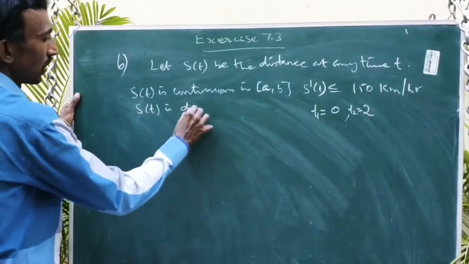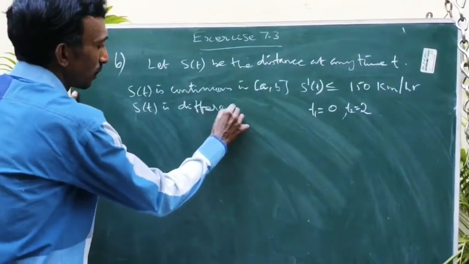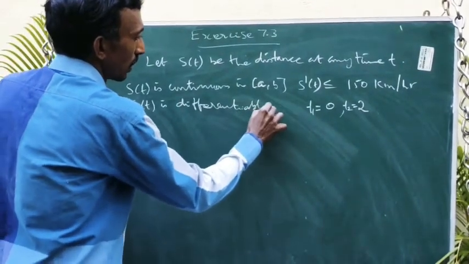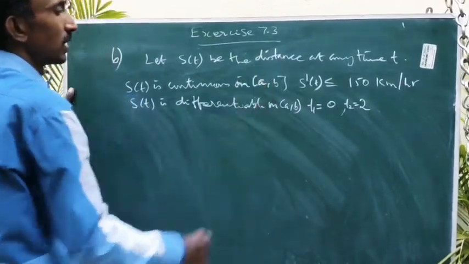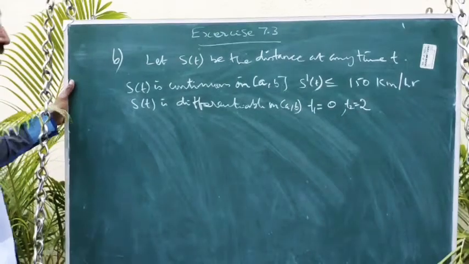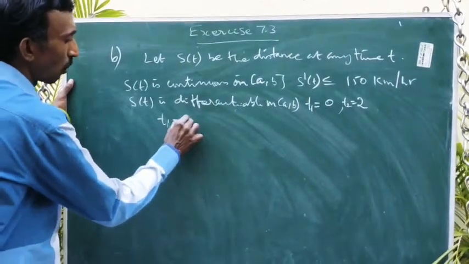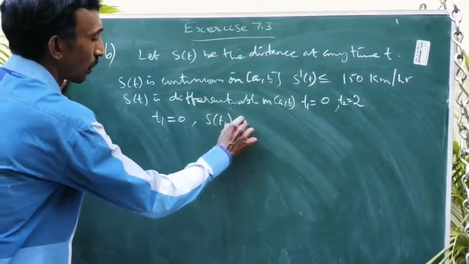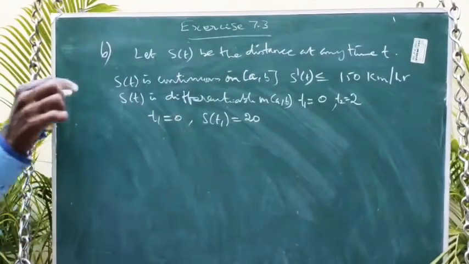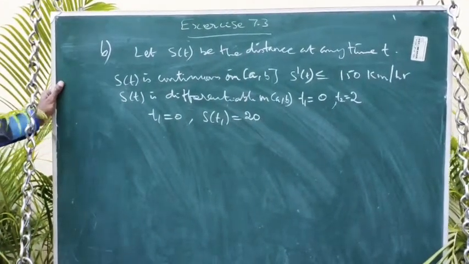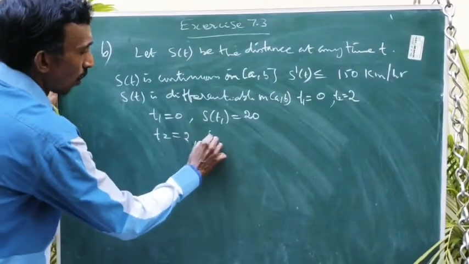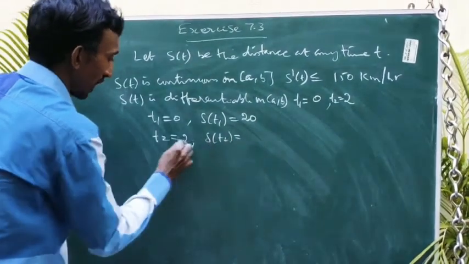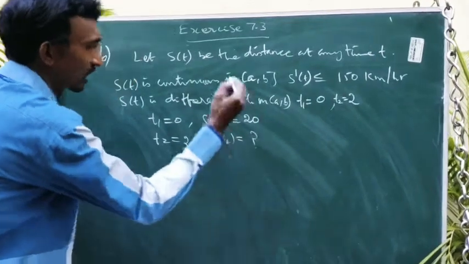differentiable in open a comma b. Okay, so now what are the values given? When t1 equal to 0, s of t1 equal to 20. Initially he is at the 20th kilometer stone. When t equal to t2, what is s of t2? That is the question asked.